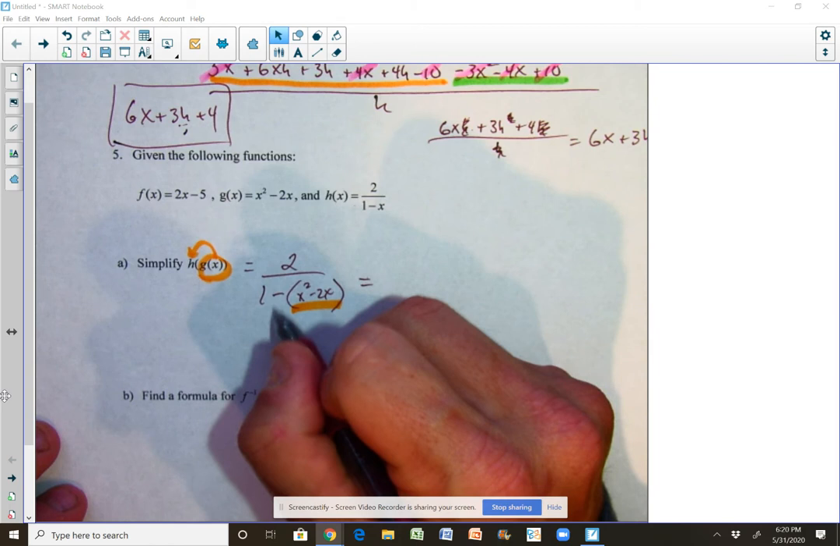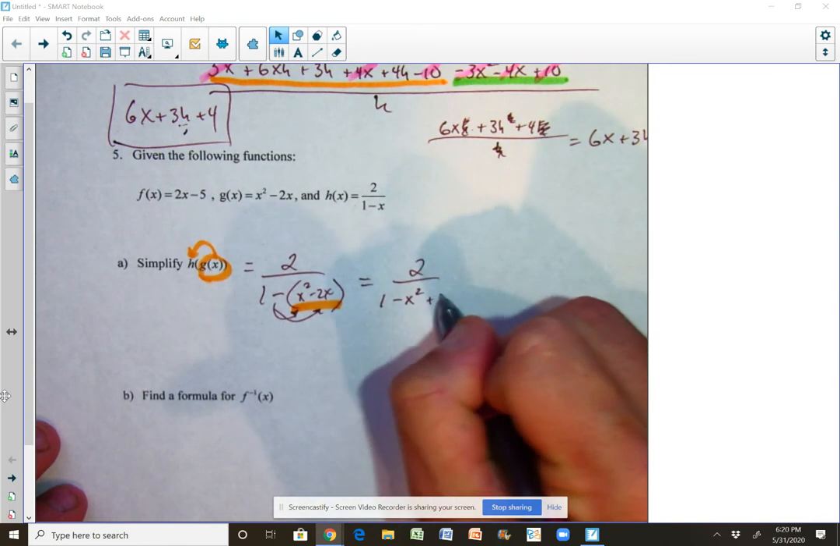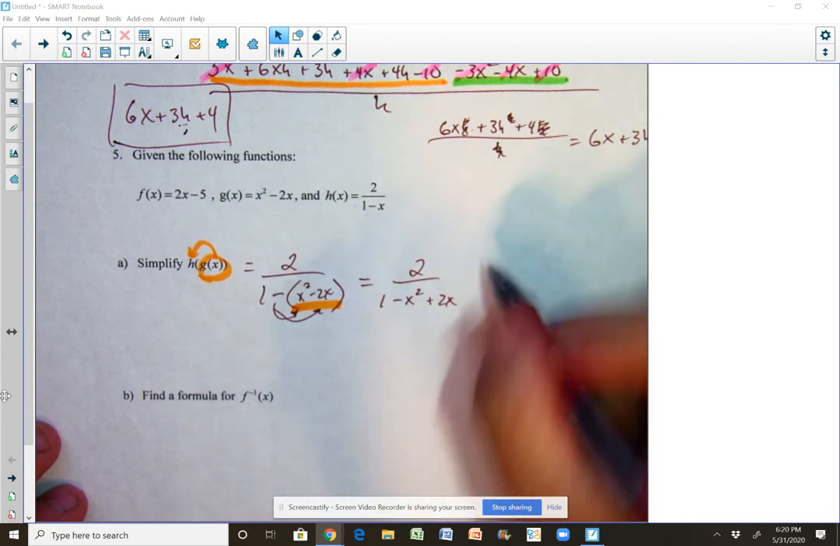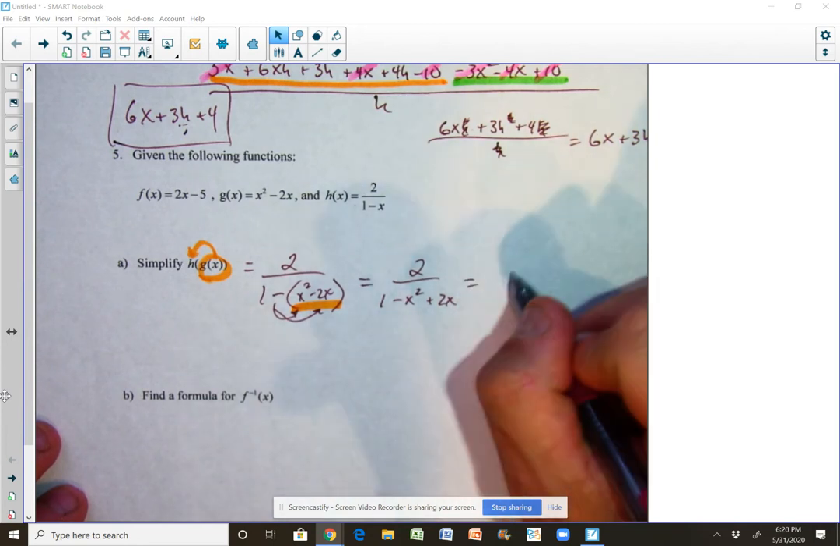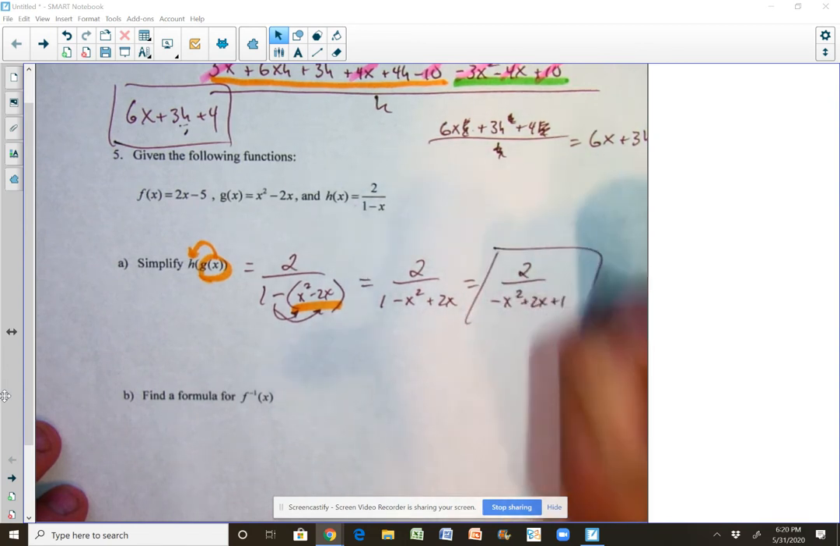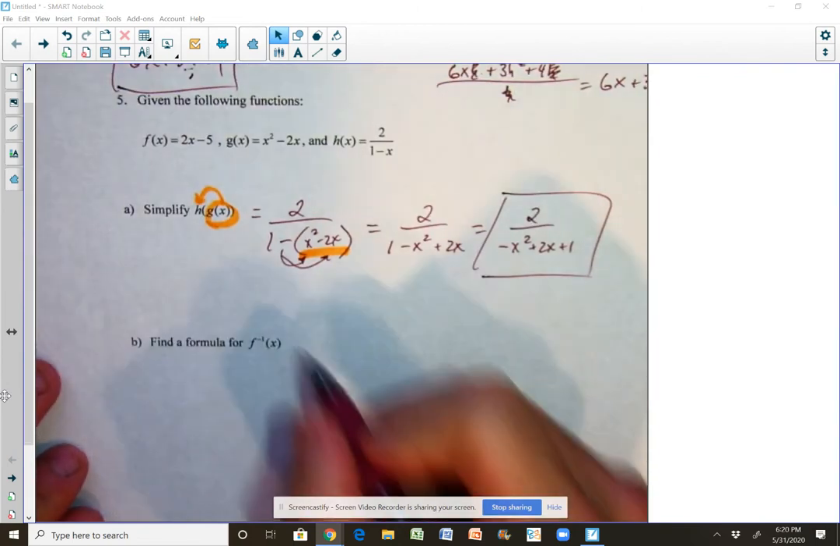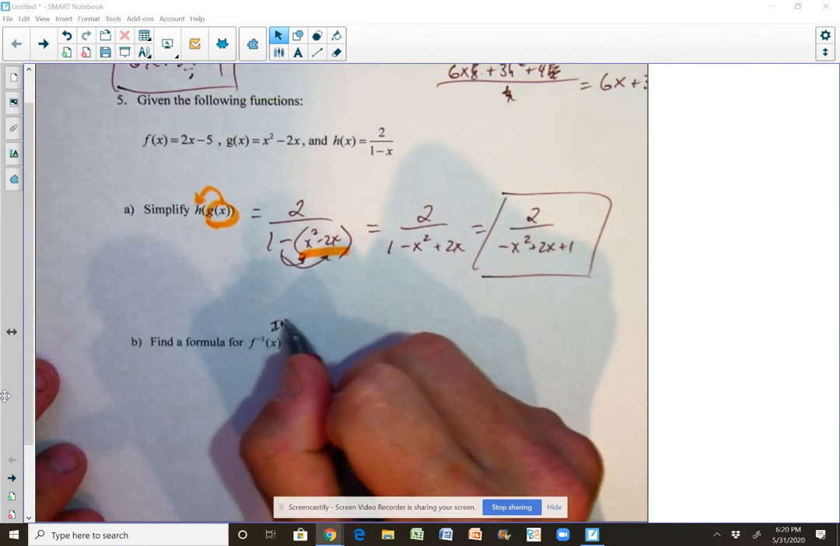So we could distribute the negative, and we get 2 over 1 minus x squared plus 2x. And if you just write it in maybe a standard form, 2 over negative x squared plus 2x plus 1. There's kind of the expression that you would have. All right, going further to the bottom one, here's the inverse, if you remember.